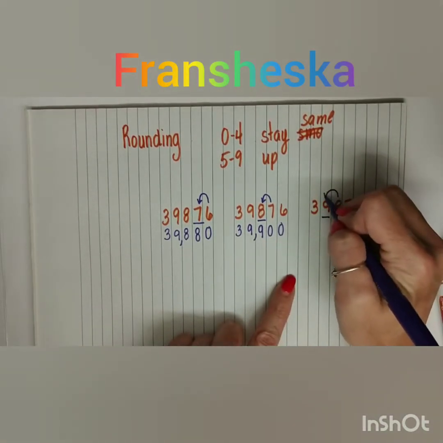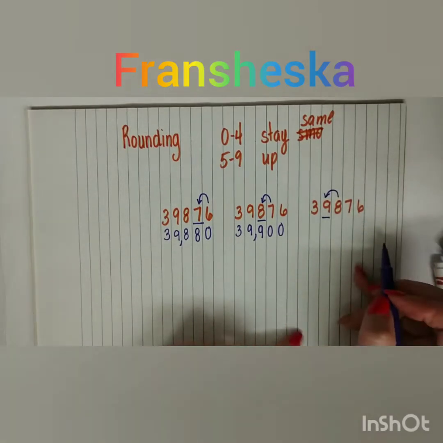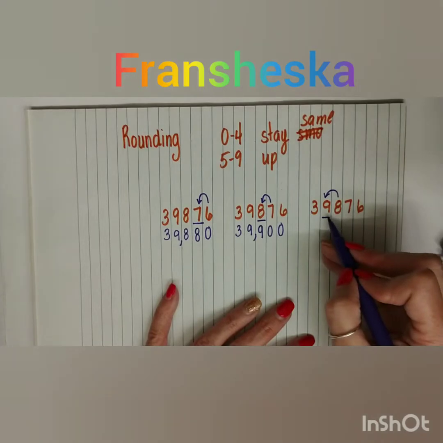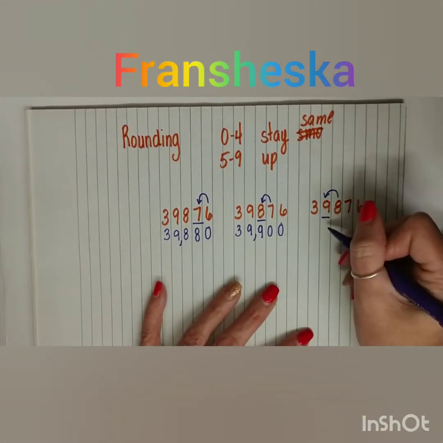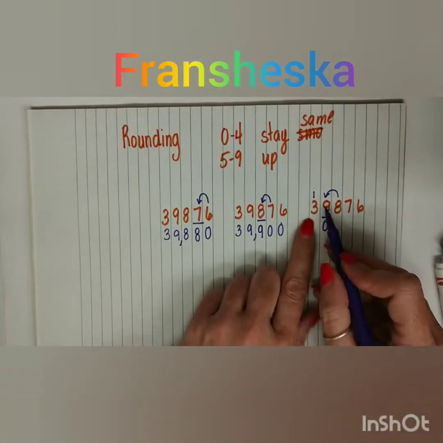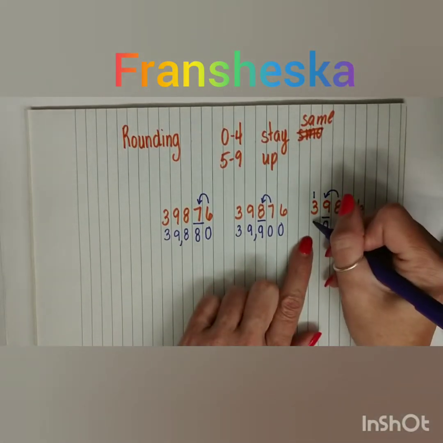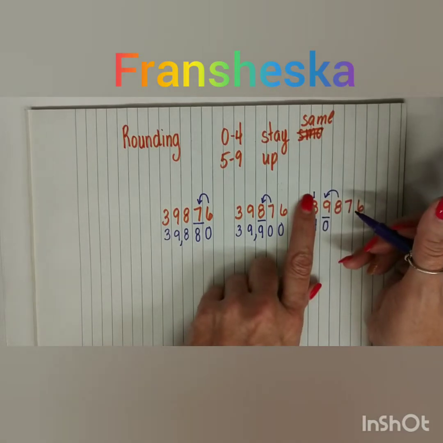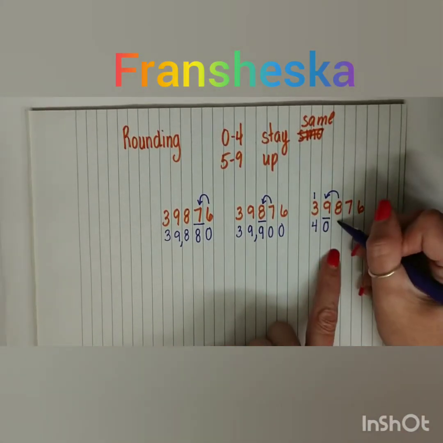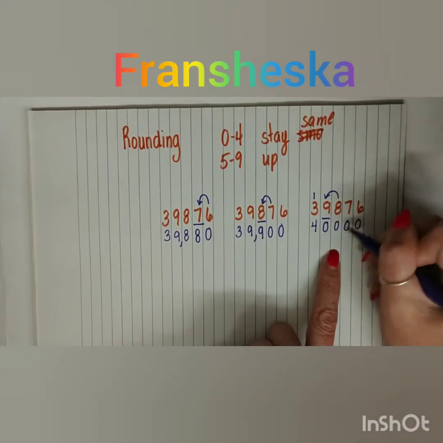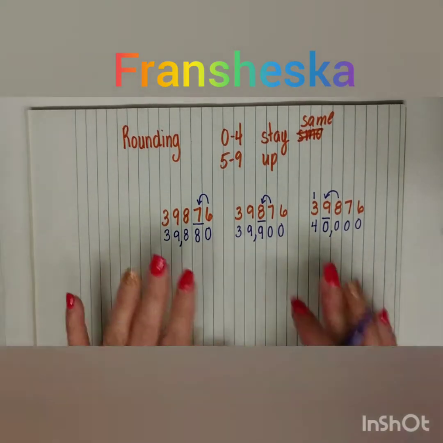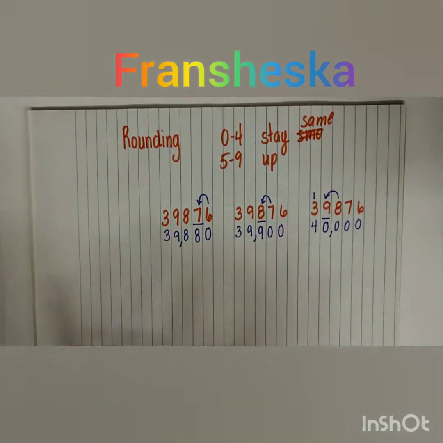Now we're going to look at 39,876 rounded to the thousands place. The 8 tells the 9 to go up 1, so that becomes a 10, which means I have to regroup. So I regroup, and now that 3 becomes a 4. Can't stay the same because I had to regroup that 10, and everything after the place value that I'm rounding becomes a 0. So 39,876 becomes 40,000 if I round to the thousands.